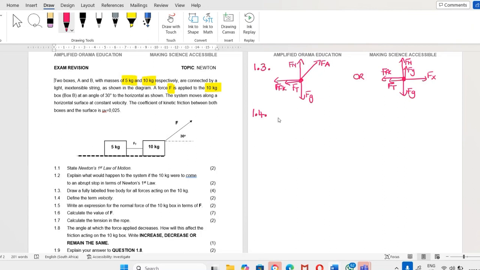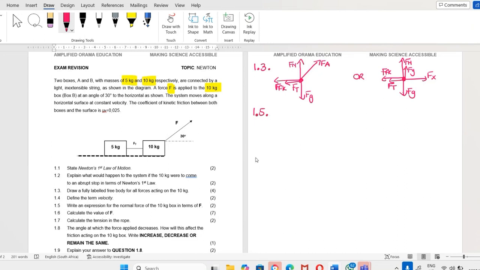Then 1.4 says we must define the term velocity. I'm not going to write the definition down, but velocity is the rate of change of position, or the rate of displacement. Then let's go to 1.5.